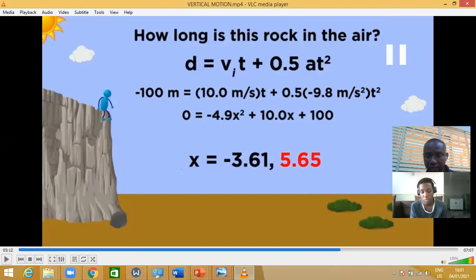If we plug those in, we get the two values for x, but the positive answer is the one we are looking for. Okay, 5.65, that's what you got, right? I got 6-1. Sorry? I got 6-1. Okay, 5.61.